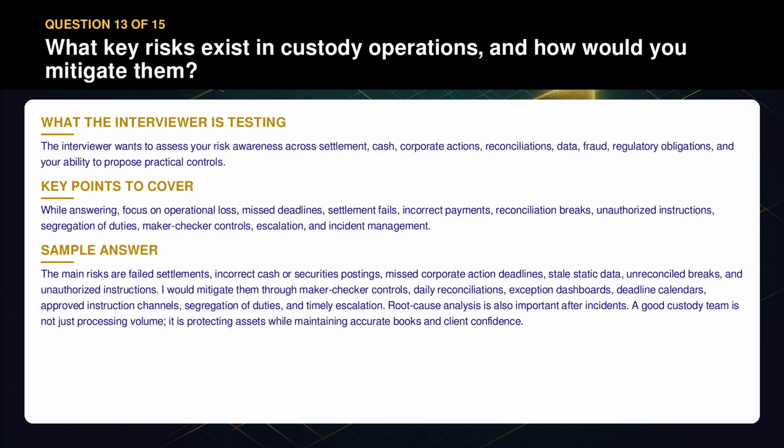The main risks are failed settlements, incorrect cash or securities postings, missed corporate action deadlines, stale static data, unreconciled breaks, and unauthorized instructions. I would mitigate them through maker-checker controls, daily reconciliations, exception dashboards, deadline calendars, approved instruction channels, segregation of duties, and timely escalation. Root cause analysis is also important after incidents. A good custody team is not just processing volume, it is protecting assets while maintaining accurate books and client confidence.